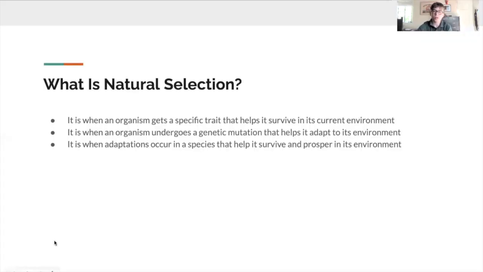Natural selection is also when an organism undergoes a genetic mutation that helps it adapt to an environment. Natural selection is also when adaptations occur in a species that help it survive and prosper in its environment.